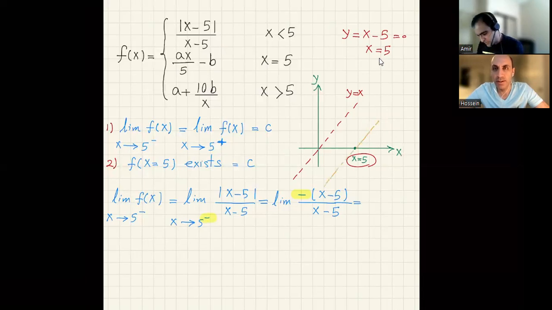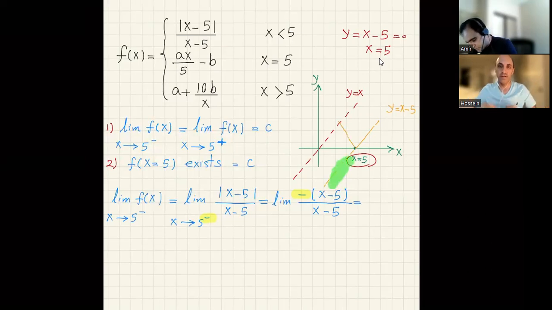So something like this is y equals x minus 5. Correct. And then what the absolute sign does to the function is it just makes all the negative values positive. So what you're going to do here is, it's going to be like that. Am I right? Right.